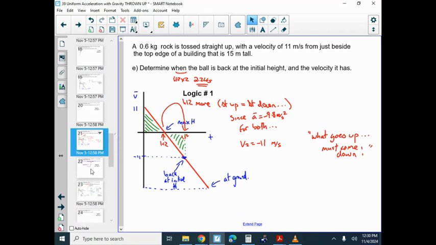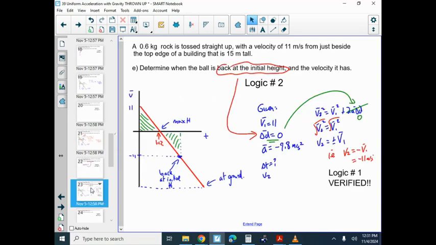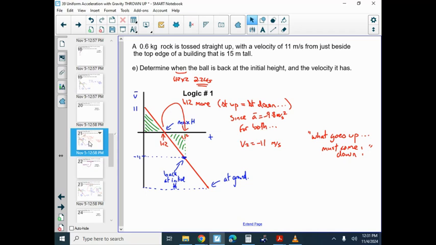We can look at it another way, though. Logic number 2 is, we know it gets back. We know for sure, guaranteed, there's no assumptions. It gets back to the initial height. That was part of the question. So we're back to the initial height, and what that does is give us something to calculate. We know the initial velocity is 11. We know the acceleration is the negative 9.8. And if the delta D is 0, by definition, we're back to the initial height. Okay, so we're not making any what goes up must come down assumptions.